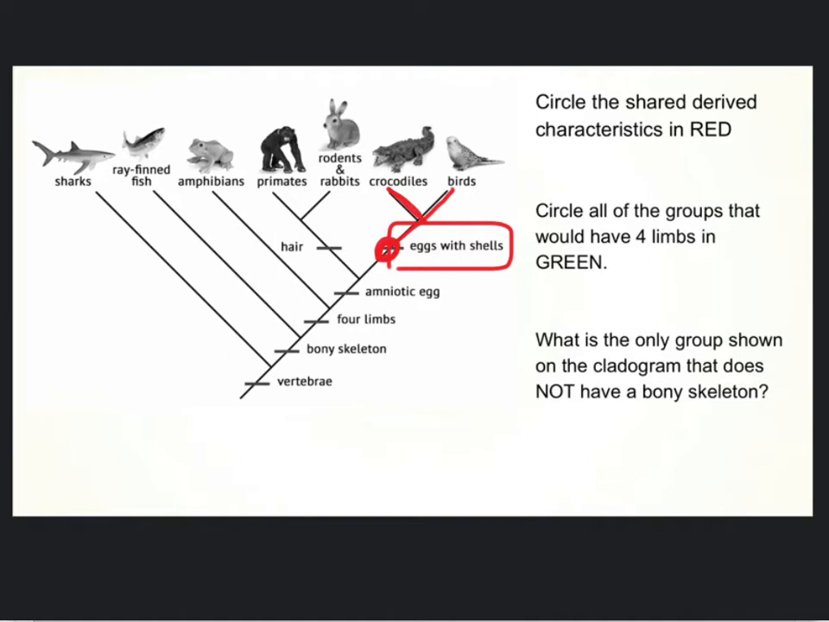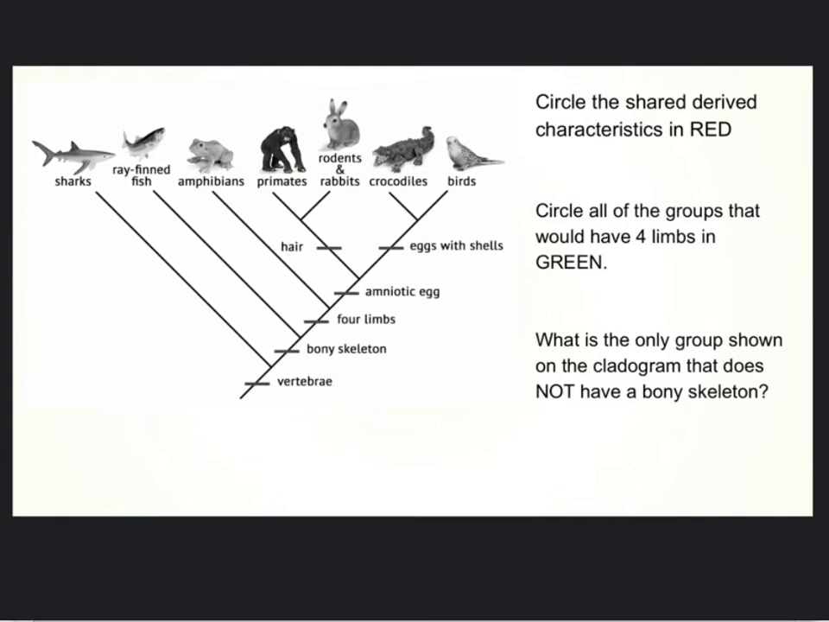So crocodiles and birds both have eggs with shells. I should also say, anything that is below that point does not have that characteristic. So for instance, primates and rodents are below the eggs with shells. They don't have eggs with shells.